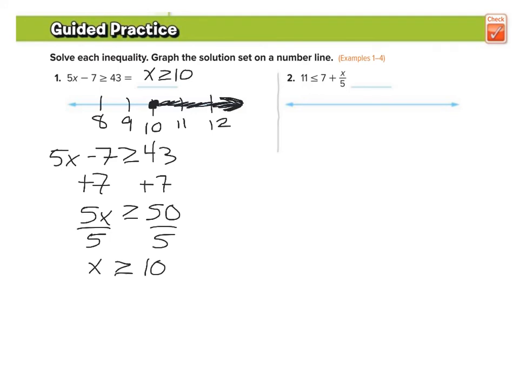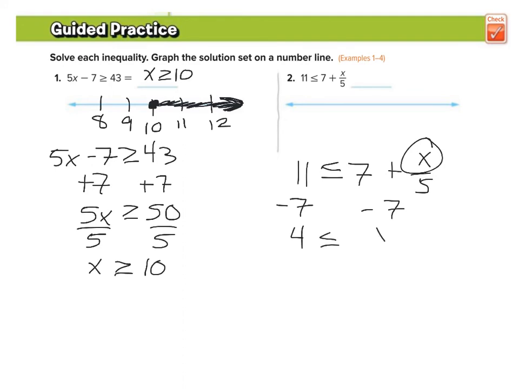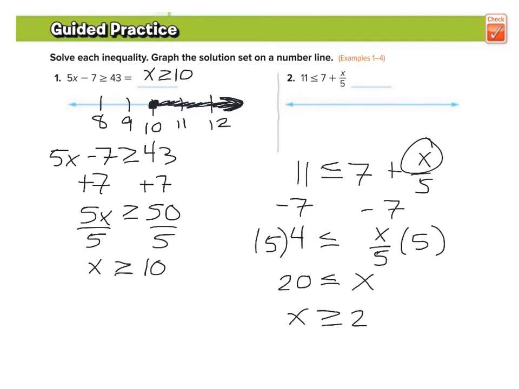Okay, number 2, 11 is less than or equal to 7 plus x over 5. Now I have to get x by itself, so I'm going to subtract 7 on both sides of the inequality. 11 minus 7 is 4, is less than or equal to x over 5. Multiply by 5 on both sides to get x by itself. 5 times 4 is 20, is less than or equal to x over 5 times 5, which is just x. So x is greater than or equal to 20.